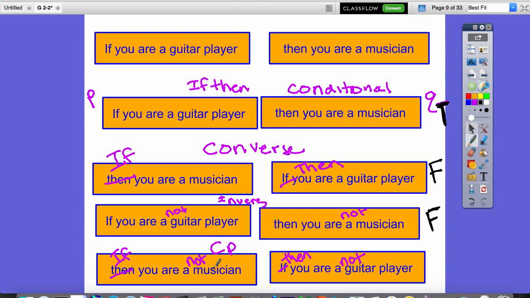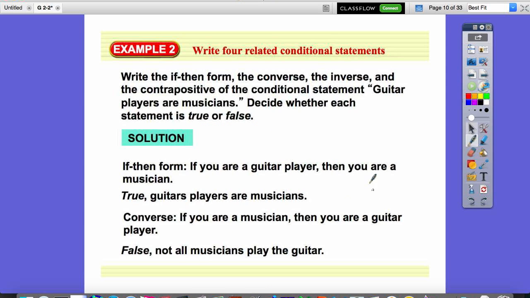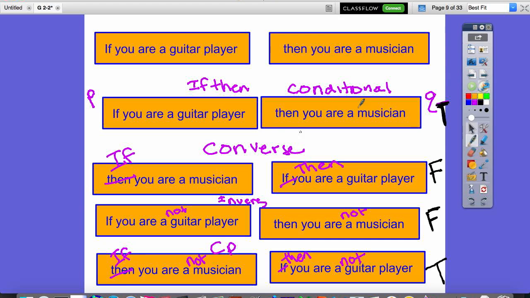If you are not a musician, then you are not a guitar player. This is true. If you are not a musician, then you do not play any musical instrument, and the guitar is one of them. So this takes you through how it was in the book, but I do use this format of breaking these up because I find it a little bit easier for students to visualize the pieces going in different directions.